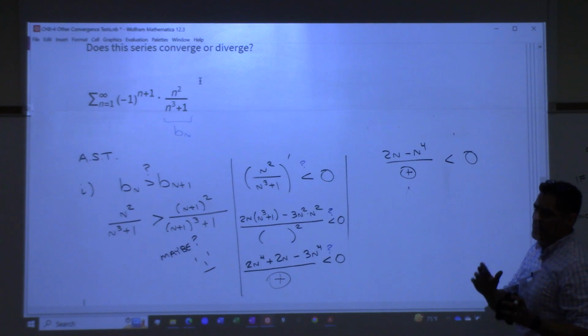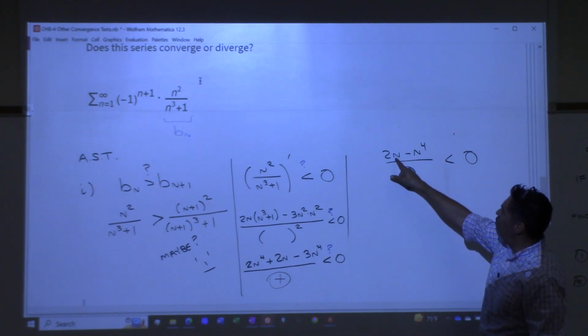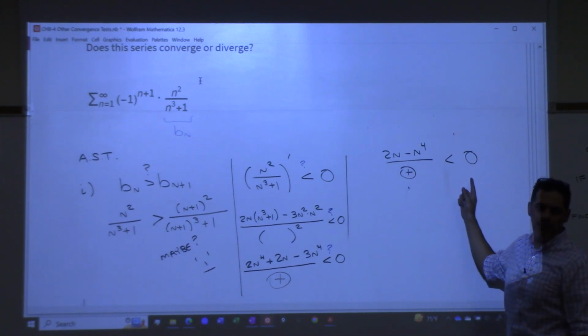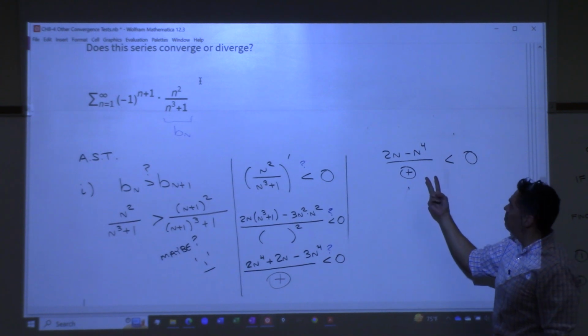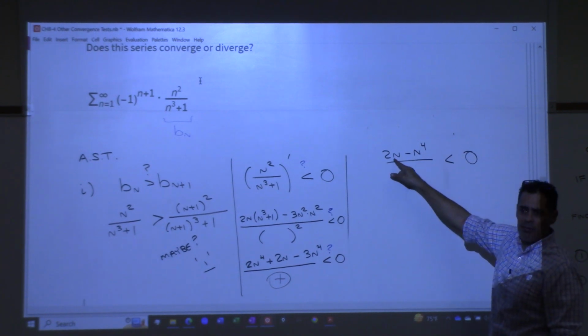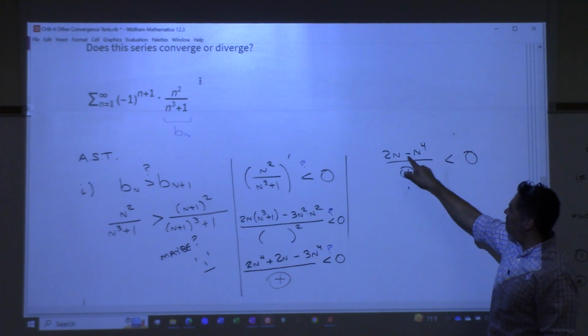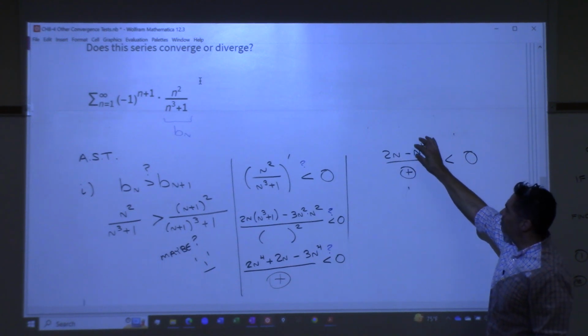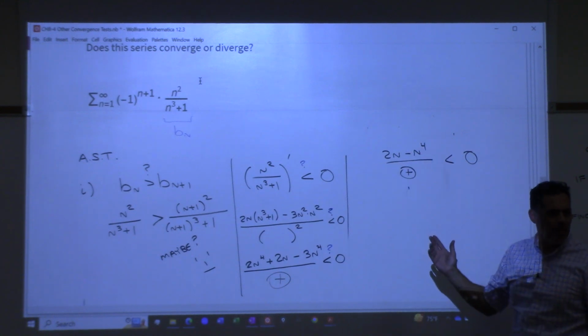Not always, but eventually. Look, when n is 1, this is not negative. But once you get to 2, yeah, this dominates this term. N to the 4th dominates that. So that's a negative. That's always negative. This is always going to be minus some positive number, so that's a negative. Yeah, I think we're good.